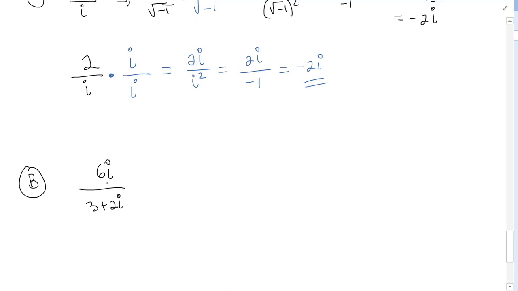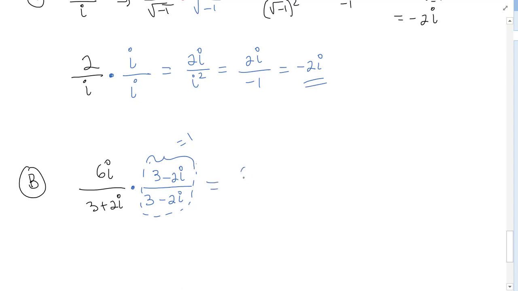So here I want to get rid of the i, remember, i is the square root of -1. So that means we're going to multiply by the conjugate. Here I'm going to multiply by (3 - 2i) over (3 - 2i), right? That's a funny looking one. 3 - 2i divided by itself is equal to 1, so we have not changed the value of this expression. I'm just multiplying by 1.